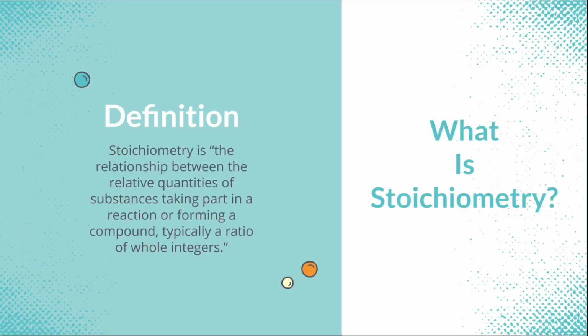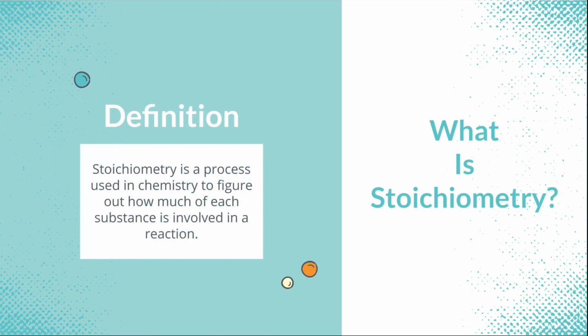So to put it in simpler words, stoichiometry is a process used in chemistry to figure out how much of each substance is involved in a reaction. You could be trying to figure out how much of a certain reactant you need to complete a reaction, or you could be trying to figure out what amount of product is produced in a certain reaction.